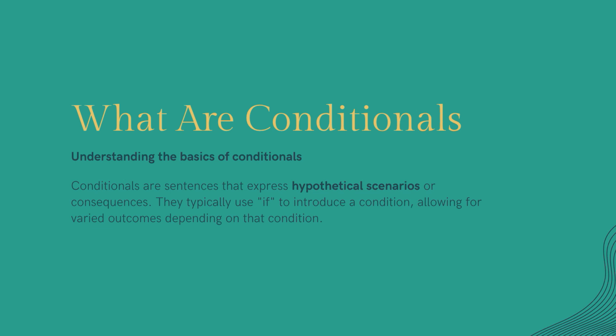So conditionals are sentences that describe things that might happen, we wish would happen, or might never happen. They can also talk about events in the past or present that could have happened but didn't. For example, if I had known about the test, I would have studied. So this means I didn't know, so I didn't study.